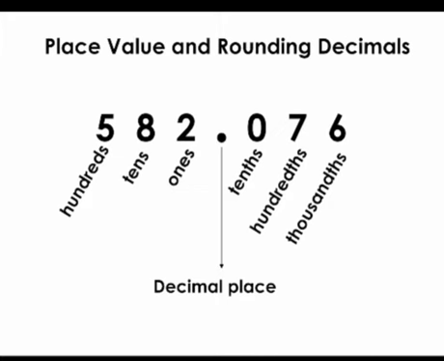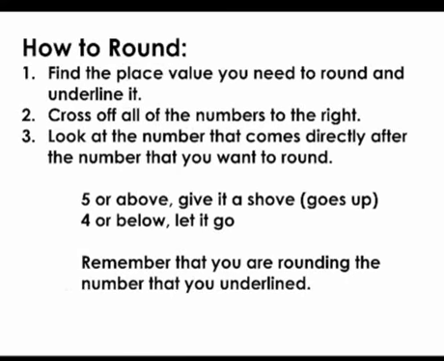So this is where you start from the beginning. You must know this. Hundreds, tens, ones, tenths, hundredths, thousandths. See the THs at the end? That's how you know that these go after the decimal. So how to round? You're going to find the place value that you need to round and underline it.